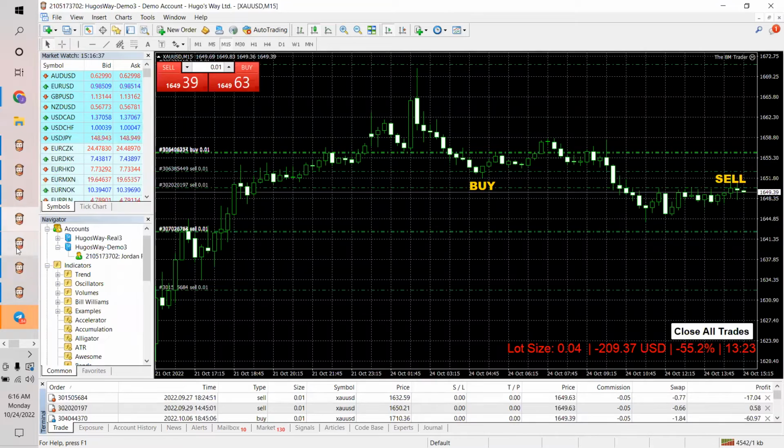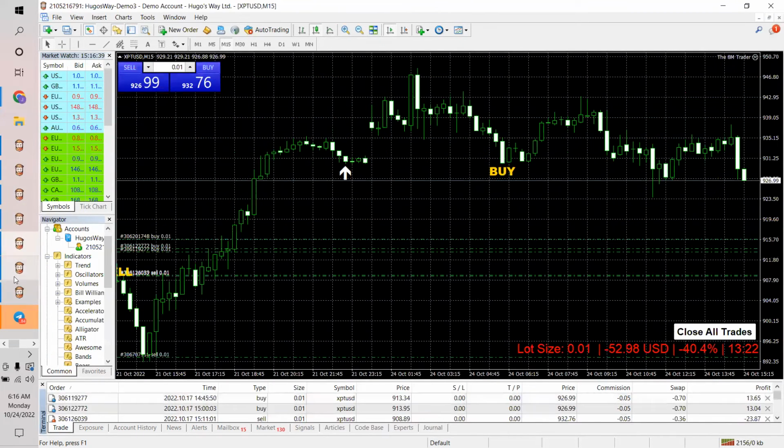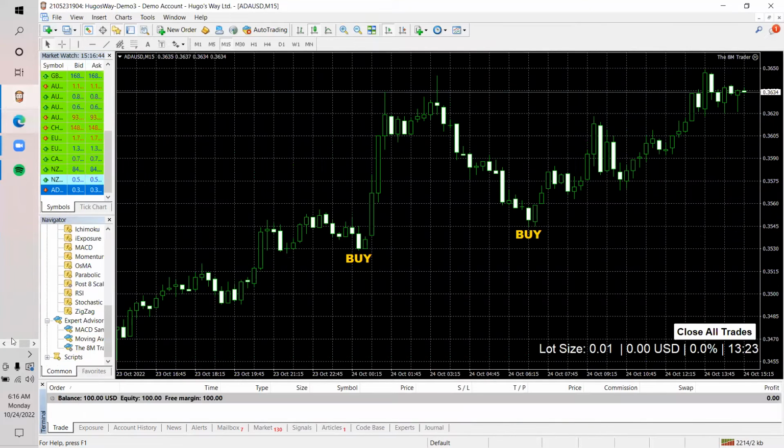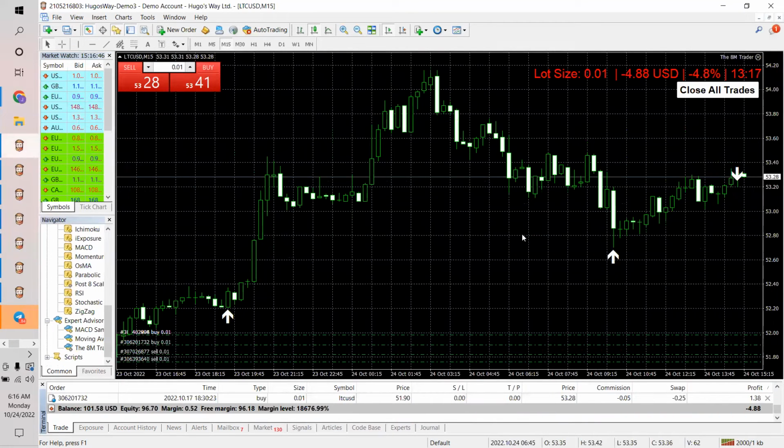Looks like we may have missed gold. That's okay. That's all right. So we've got LTC going right now for a sell trade. So we'll go ahead and leave it right there.